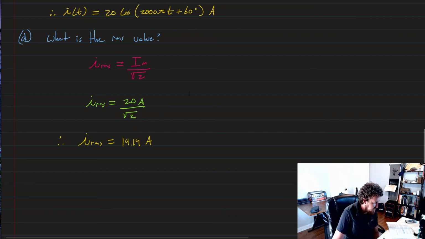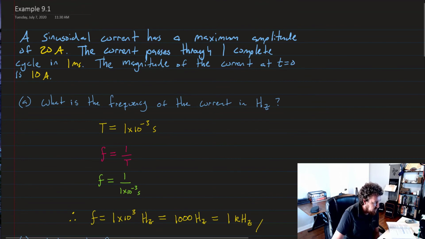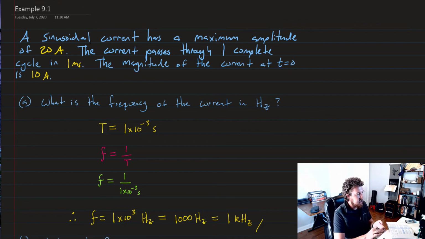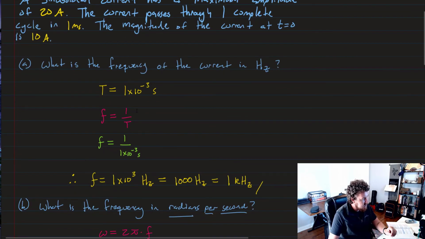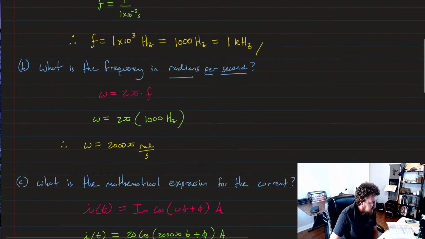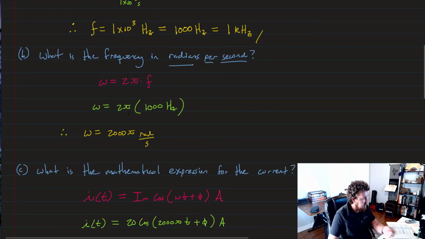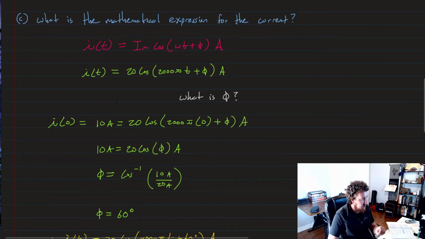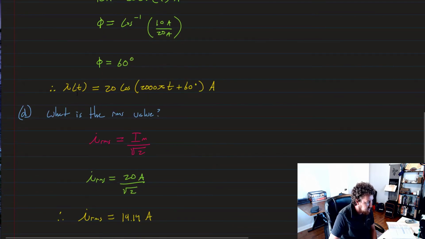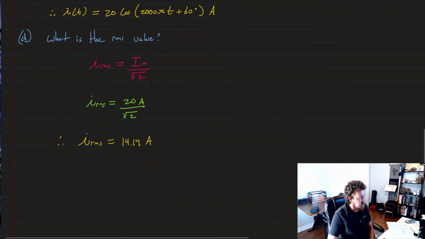That is it for this example. Just to recap, we were told that we had a sinusoidal current with a maximum amplitude of 20 amps, that it passed through one complete cycle in 1 millisecond, and that the magnitude of the current at t equals 0 was 10 amps. We calculated the frequency from the period, 1 millisecond. Then we calculated the frequency in radians per second by multiplying that by 2 pi. Then we derived our mathematical expression for the current using this basic formula. We already had some values, but we had to solve for phi, the phase angle, which we know is the value of our current at t equals 0. Found that to be 60 degrees, plugged it in to get our general expression. And then finally, we used the maximum amplitude to calculate the RMS value.